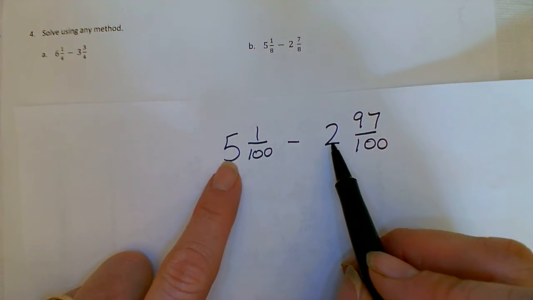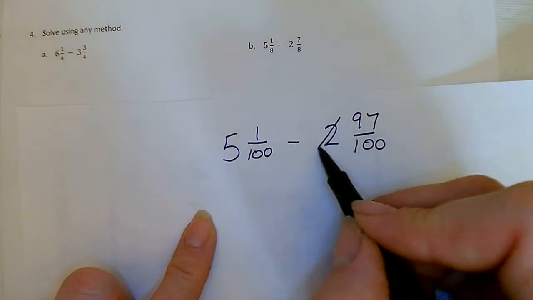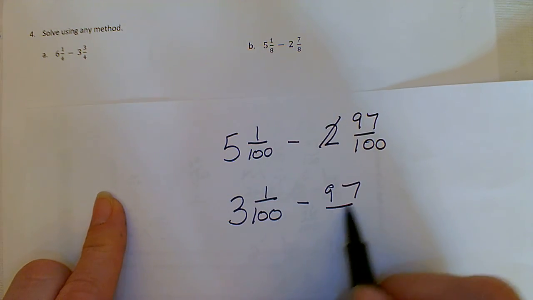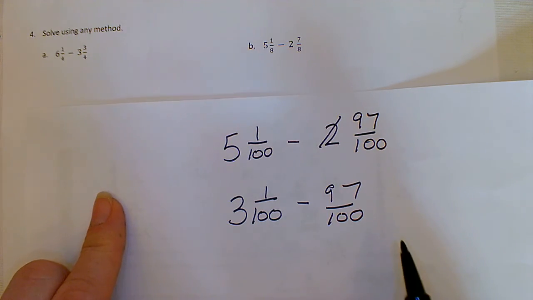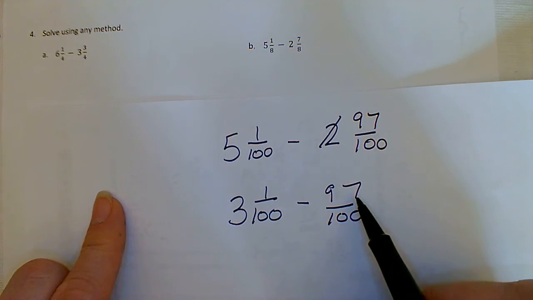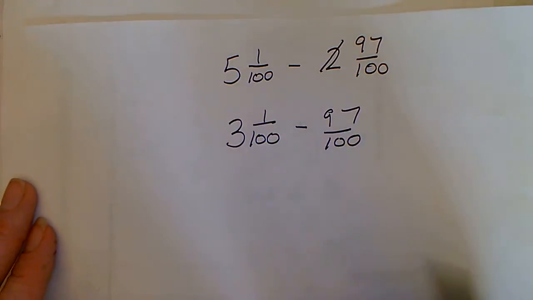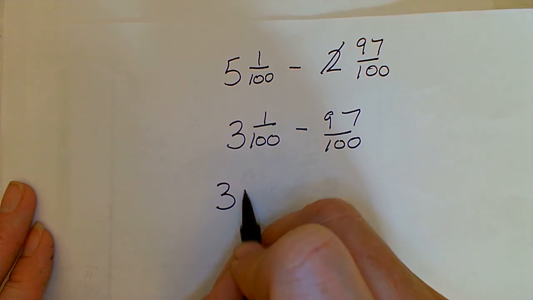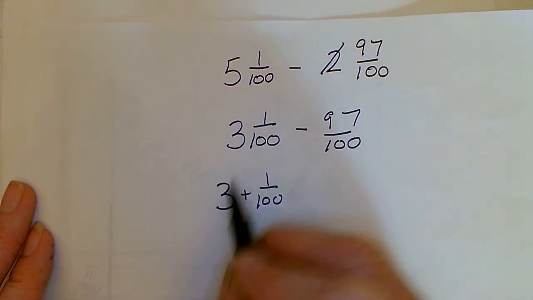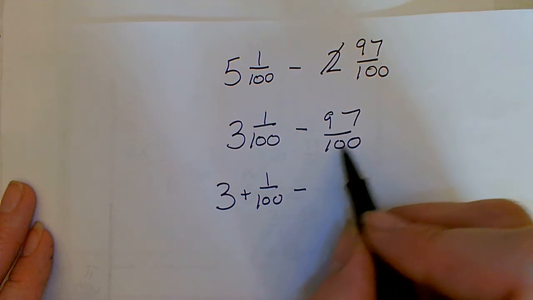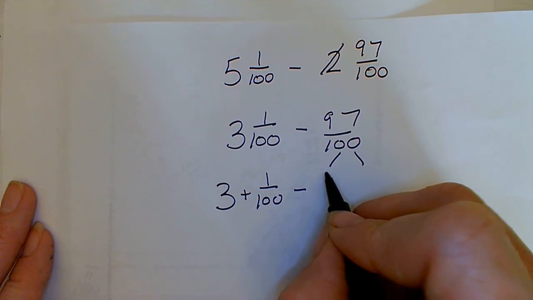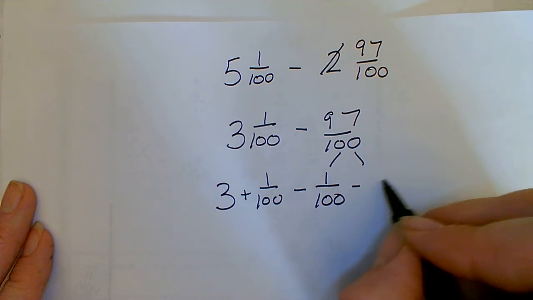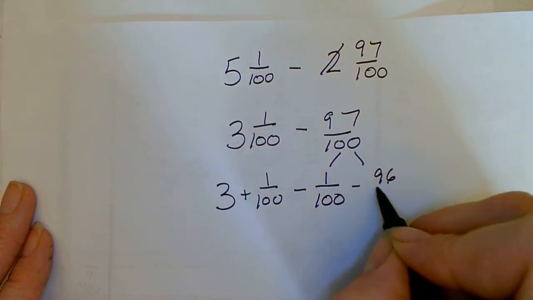All right. So first we're going to subtract 5 minus 2. And then we are left with 3 and 1/100th minus 97 100ths. So now I want to decompose 97 100ths so that I can work with it, and I want to be able to subtract out that 1/100th. So we're going to have 3 plus 1/100th minus, and now we're going to decompose this. We're going to have 1/100th because that's going to let me subtract. And we're also subtracting from that the 96 100ths.